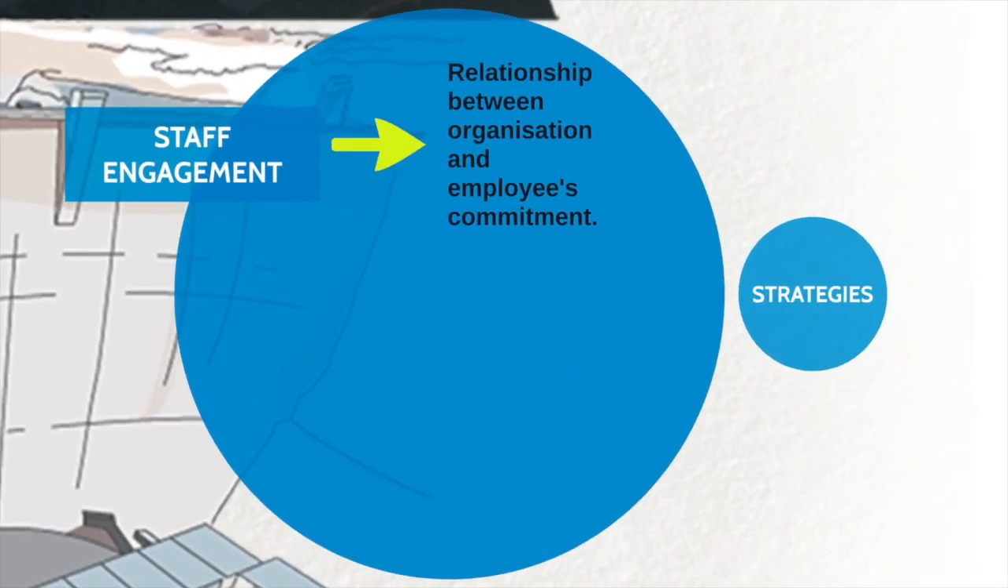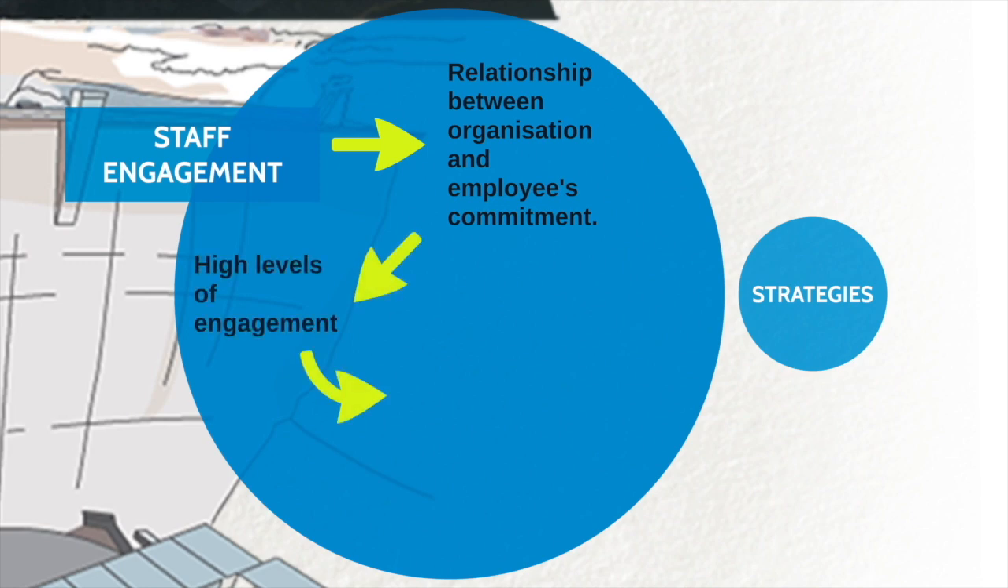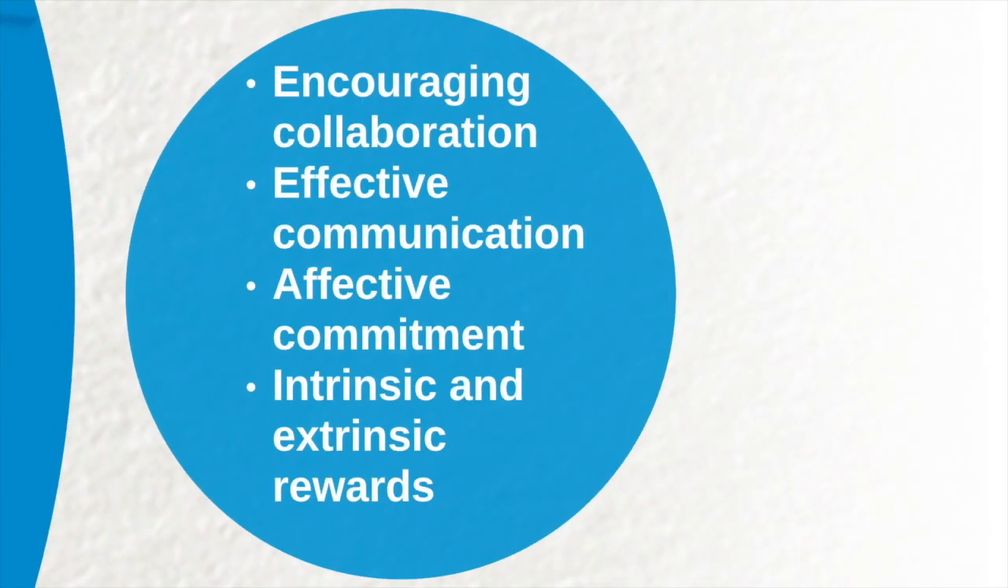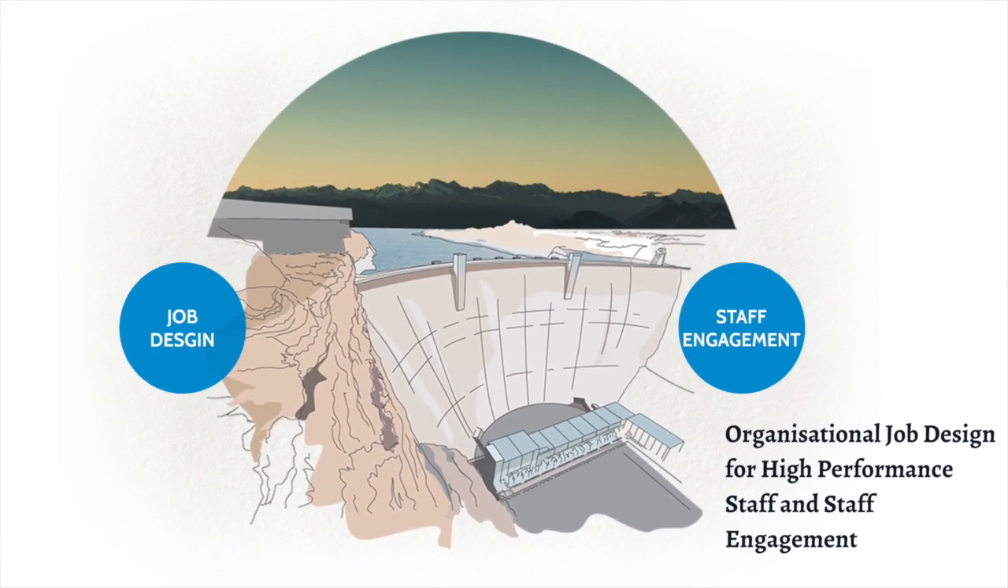Employee engagement is the nature of the relationship between an organization and its employees' commitment and is positively associated with high levels of productivity. High level of engagement in CGI will lead to employees being passionate about their work and are more willing to collaborate towards the organization's success, resulting in low staff turnover, improved productivity and efficiency. It is essential for CGI to adopt engagement strategies such as encouraging collaboration, effective communication, effective commitment, and intrinsic and extrinsic rewards to keep staff engaged.